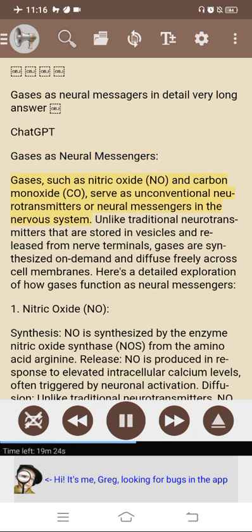Gases, such as nitric oxide, NO, and carbon monoxide, CO, serve as unconventional neurotransmitters or neural messengers in the nervous system. Unlike traditional neurotransmitters that are stored in vesicles and released from nerve terminals, gases are synthesized on demand and diffuse freely across cell membranes. Here's a detailed exploration of how gases function as neural messengers.